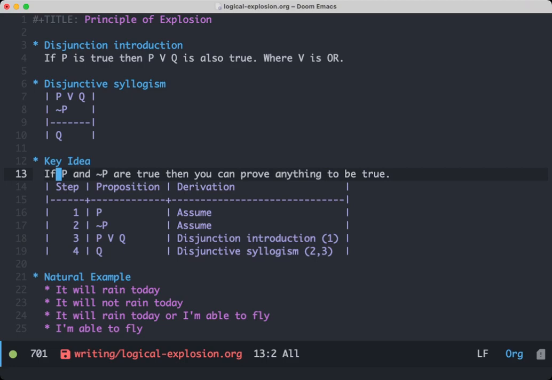Let's see the process. Step 1, you have proposition P, it's true, we assume that. Step 2, we have not P is true, we assume that as well. Step 3, via disjunction introduction, we take P or Q, where Q can be anything. And step 4, via disjunctive syllogism of 2 and 3, we derive that Q is true. So without knowing whether Q was true, we are able to prove that Q is true.